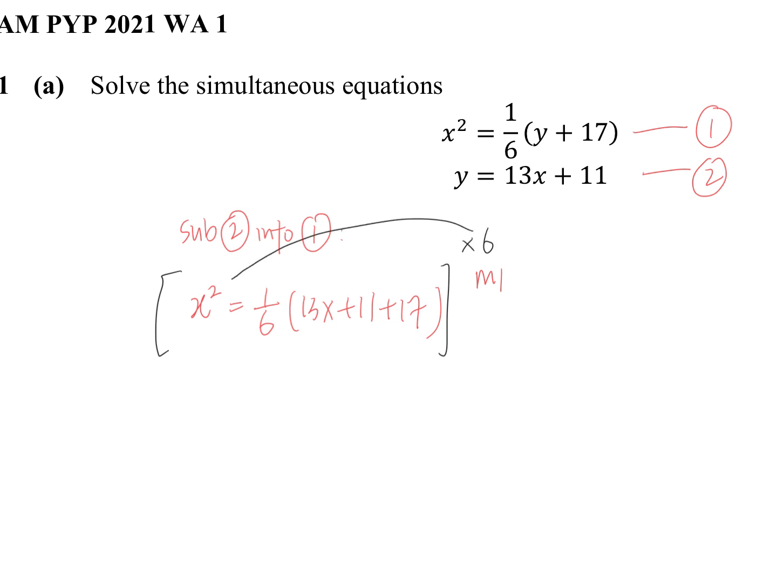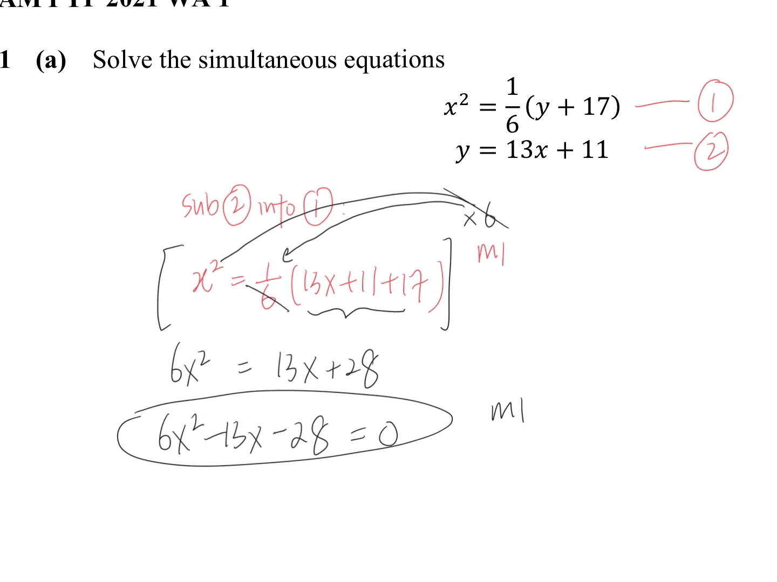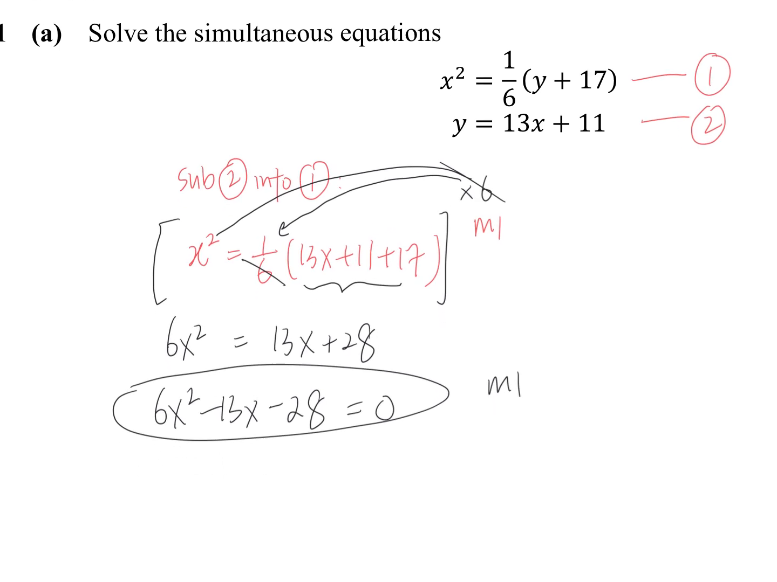So the first one, you get a 6x squared. The second one, when you multiply the 6, the 1/6 is gone. No more fraction, done. Then here you would have 13x plus 28. So it's a very simple quadratic. So the second mark, I'm looking out for this one. Okay, you must get this together with using your quadratic formula correctly.